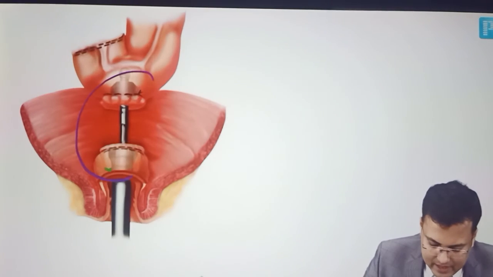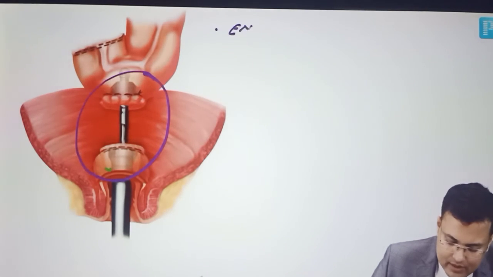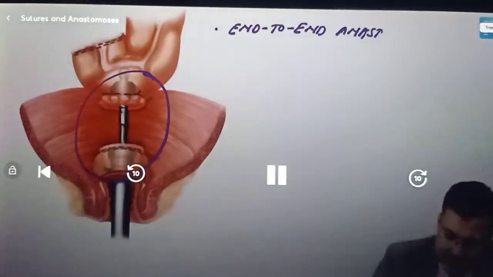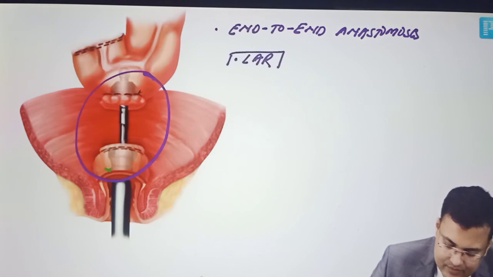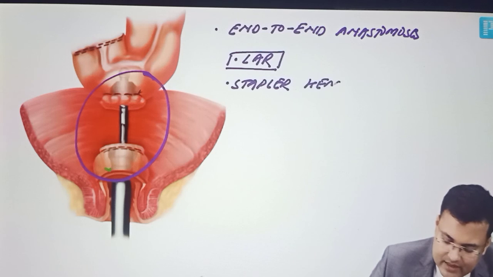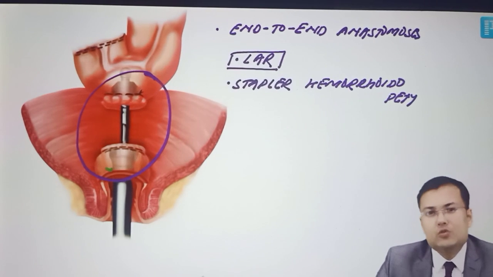So here you can see how we use the circular stapler for end-to-end anastomosis. Okay? So circular staplers are used for end-to-end anastomosis, and in surgery we use them in low anterior resection and stapler hemorrhoidopexy. Okay? So these are the stapled anastomosis. So this is all about sutures and anastomosis.